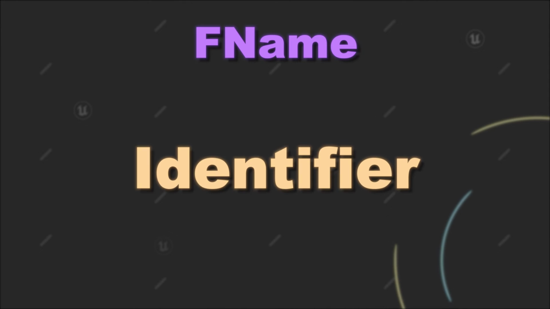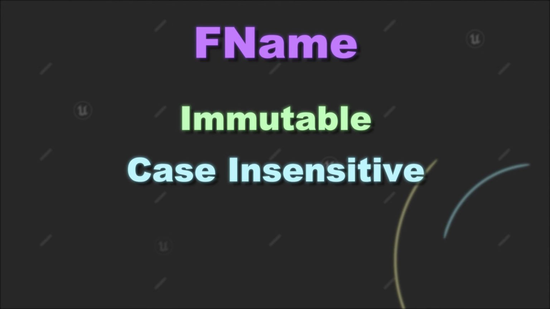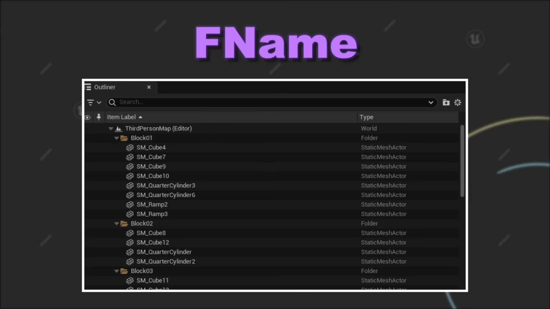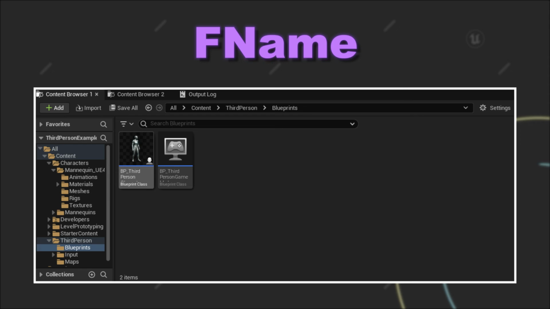Lastly, we have FName. This type is usually used as a textual identifier for an object. Some attributes of FNames are that they are immutable, case insensitive, and support fast lookup. FNames are usually used to identify your objects, like the display names in the world outliner for the different objects, or the names of your assets in the content browser.